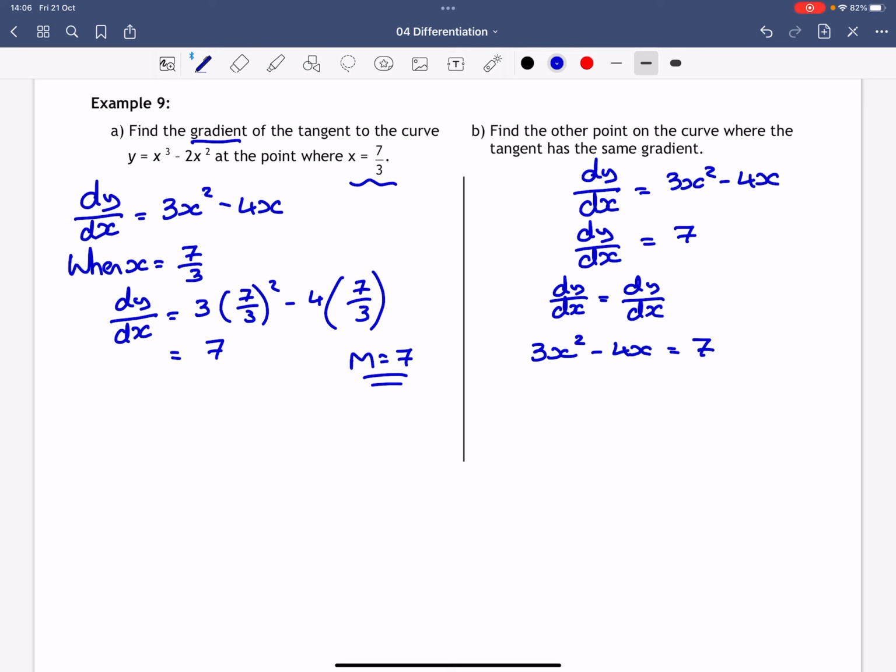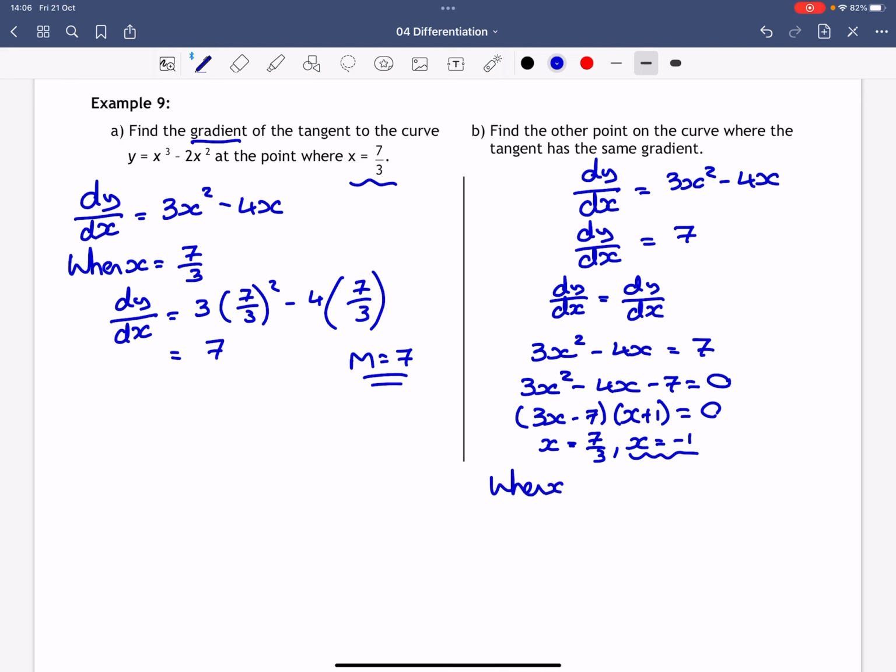Take the 7 across. So I get a quadratic 3x squared minus 4x minus 7 is equal to 0. Factorise it. So I get 3x minus 7, x plus 1 is equal to 0. And solve that, so we get x is equal to 7/3 and x is equal to -1. So we already have an x value of 7/3, so we don't need that. It's this one here we want to use, x equals -1.